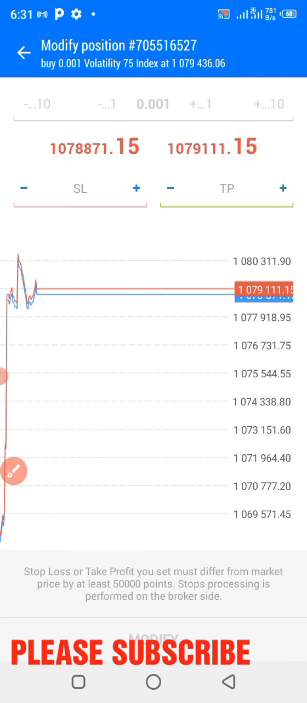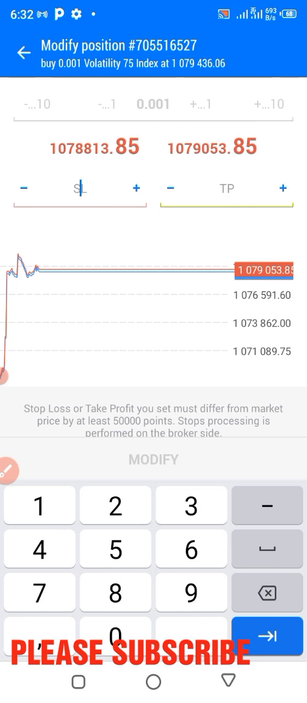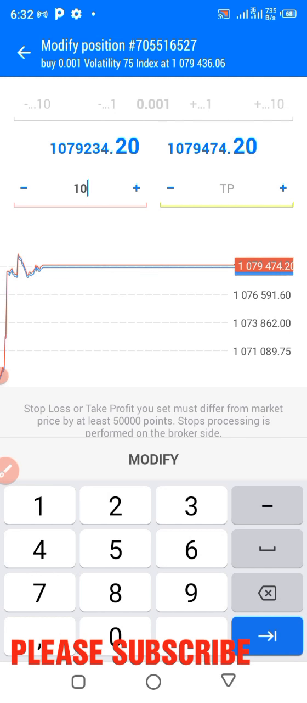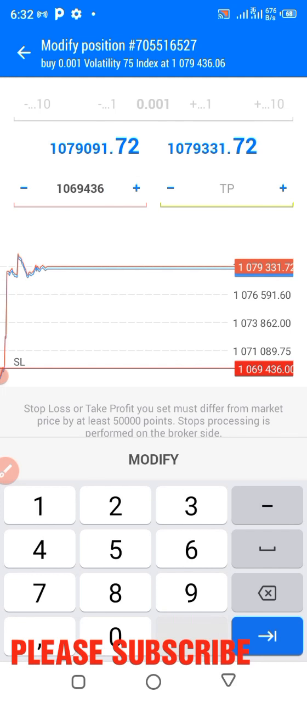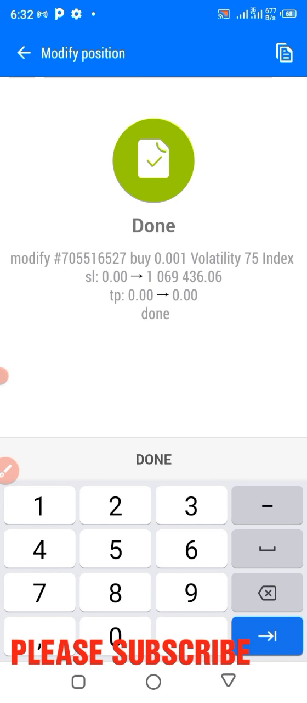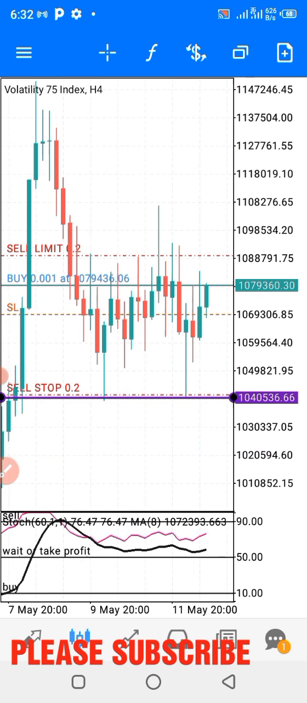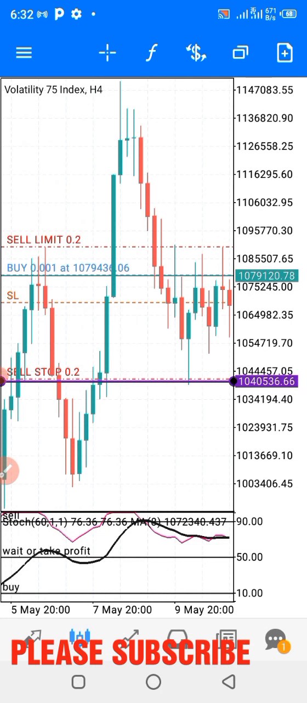So what I will do is, I will come here, and when I subtract 10,000 from there, I will have 10,006. Use your calculator to do this. 9,436.06. This is my stop loss. If I go back to the chart, you will see where I place the stop loss.